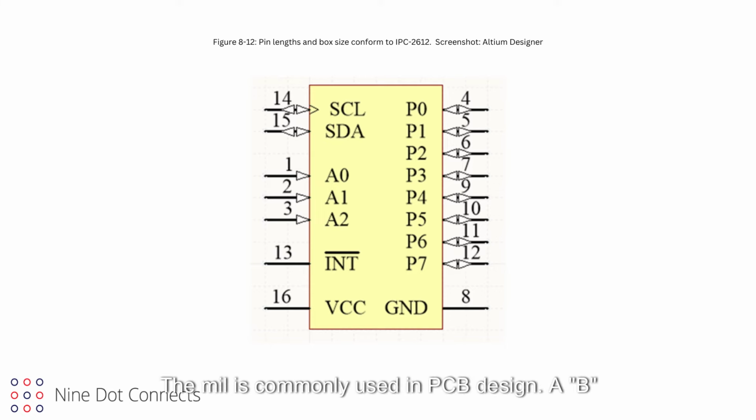The mil is commonly used in PCB design. A B size sheet is 11 by 17 inches, a C size is 17 by 22 inches. Business printers can handle B size sheets. C size or larger will typically require a plotter or large format inkjet.